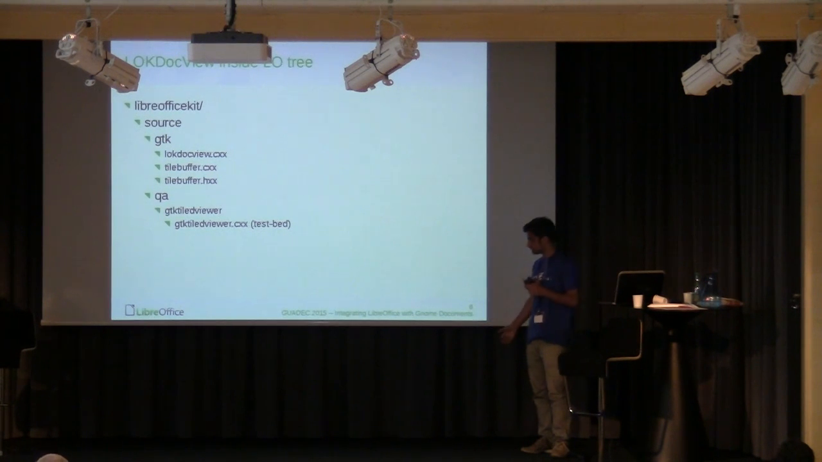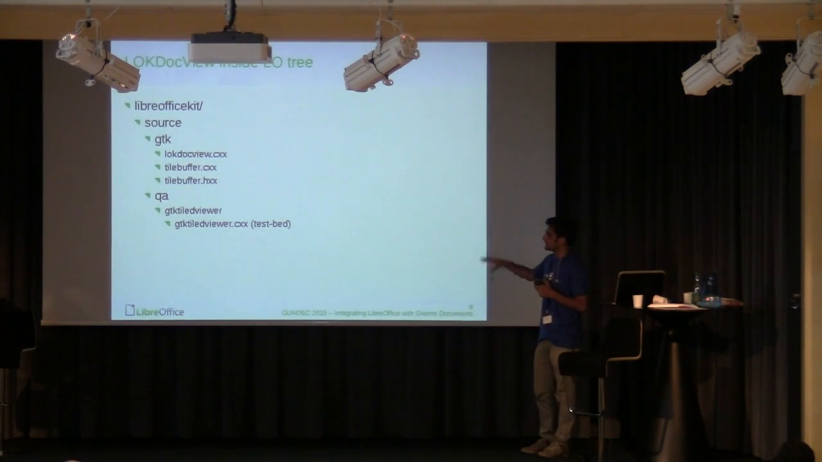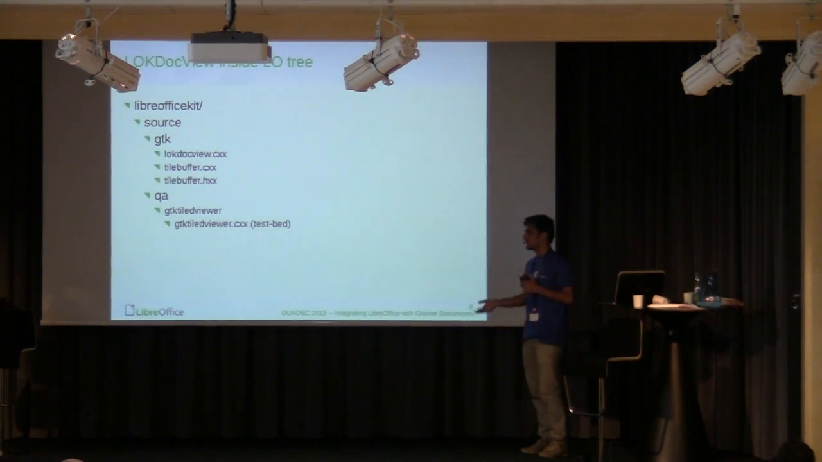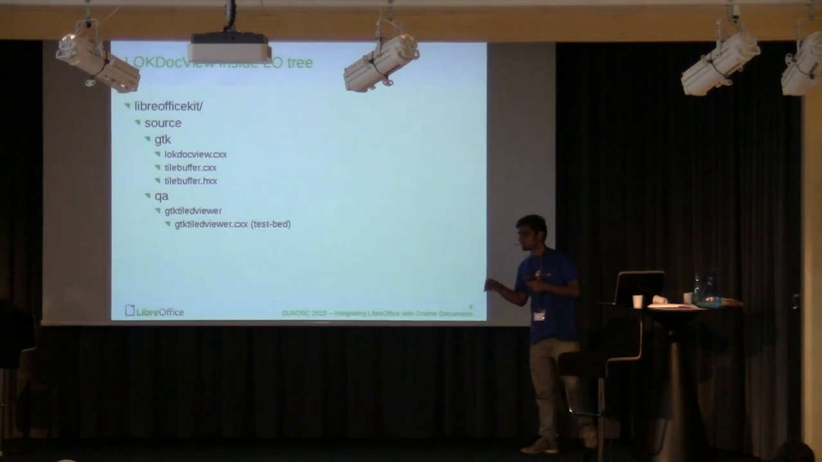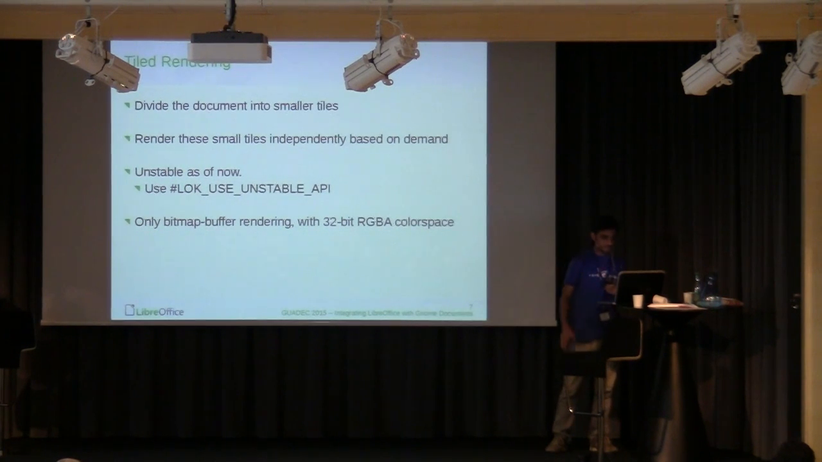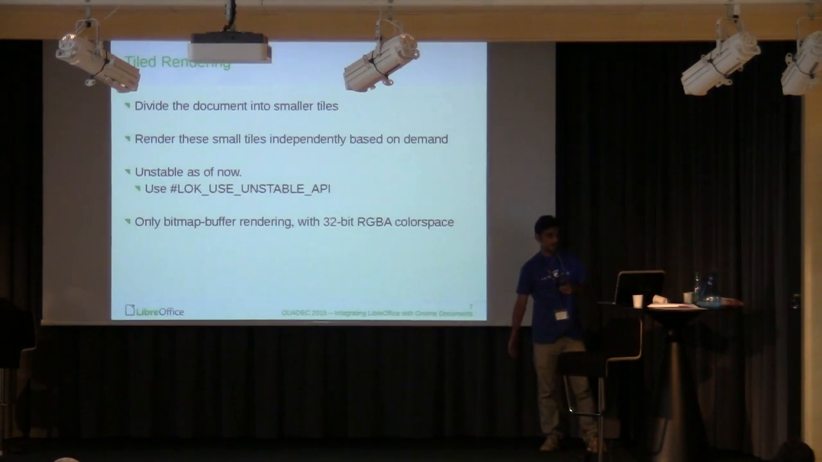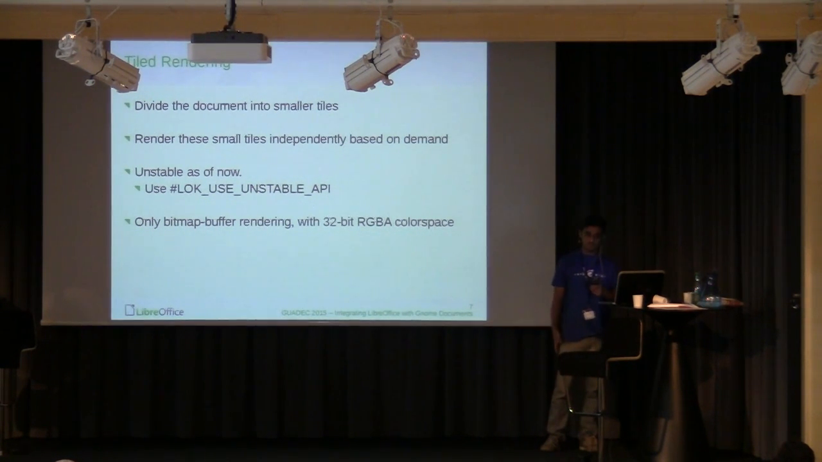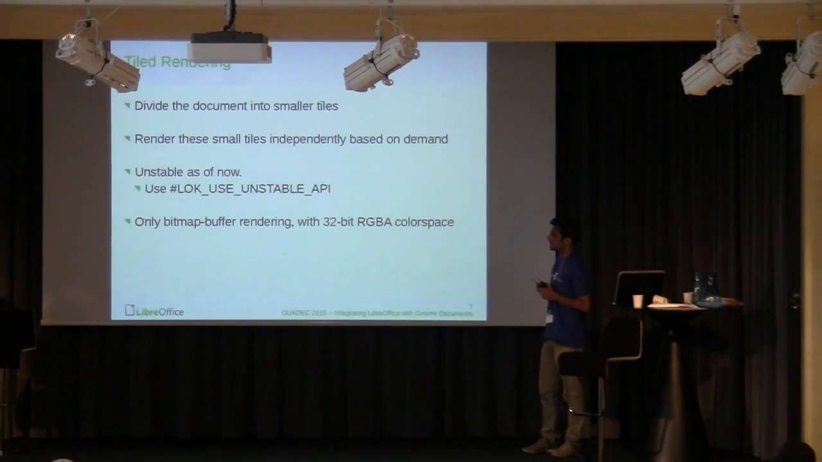Whatever new additions we make in lokdocview, we first test that in the GDK tile viewer, and then we make sure that there are no regressions there. As I already told, tile rendering divides the documents into smaller tiles and renders these small tiles independently based on demand. It's kind of unstable as of now, so you have to use this macro, LOK_USE_UNSTABLE_API, and only bitmap buffer rendering as of now, with the 32-bit RGB color space.